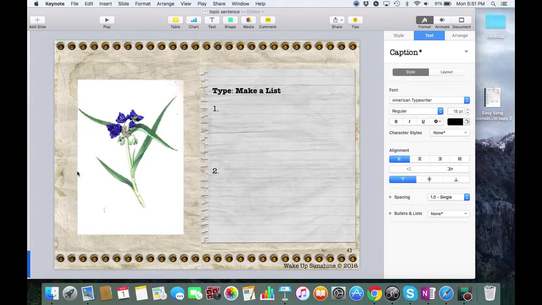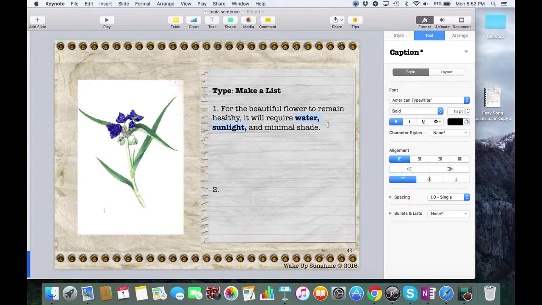I don't know about you, but I see some sort of flower. So in that case, I'm thinking of what can I do here to use the make a list strategy and to introduce my reader to a paragraph that would be about this particular plant. So let's try something like this. For the beautiful plant, let's do flower. For the beautiful flower to remain healthy, it will require water, sunlight, and minimal shade. And you can see my items in a list are, we have water, sunlight, and then the shade. So there's my items in a list.